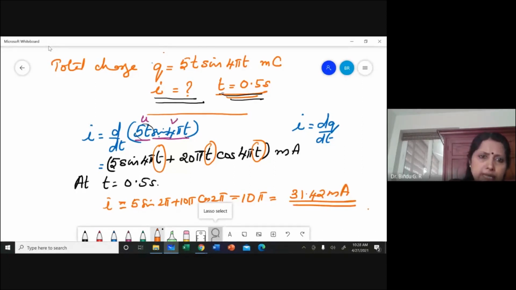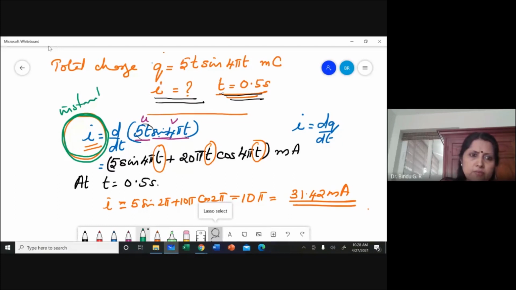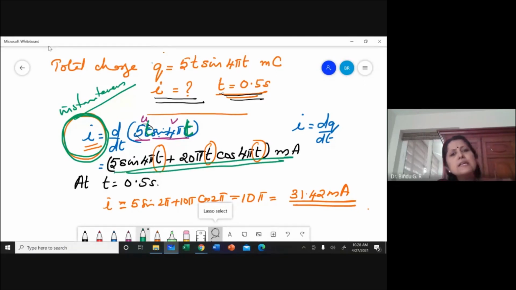Now, what is this I? What kind of I is this? Is it the RMS value? Is it the peak value? Or is it some other value of I? This is known as the instantaneous value. Why do I say it's an instantaneous value? Because it is in terms of t. This expression contains t, which means at every point it is a time varying quantity.